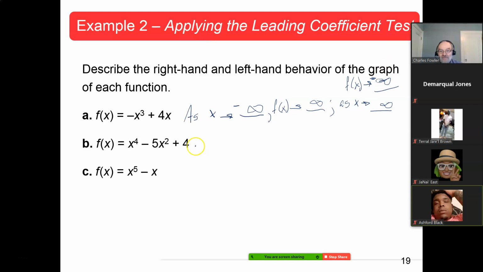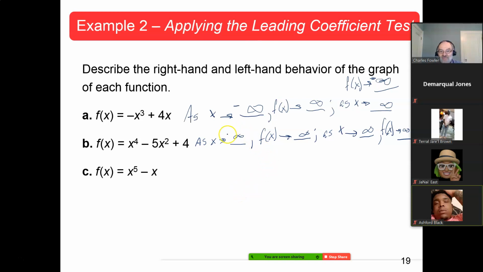Let me see if I can write them a little smaller this time. As x goes to blank, f of x goes to blank. As x goes to blank, f of x goes to blank. And guess what? Every one of the blanks is going to be an infinity. Go on and write them in. You know they're going to be infinities. They've got to be. For polynomial functions, they're going to be infinities.